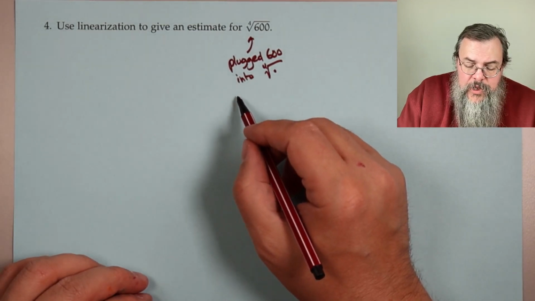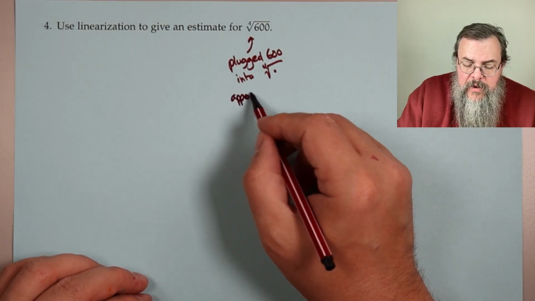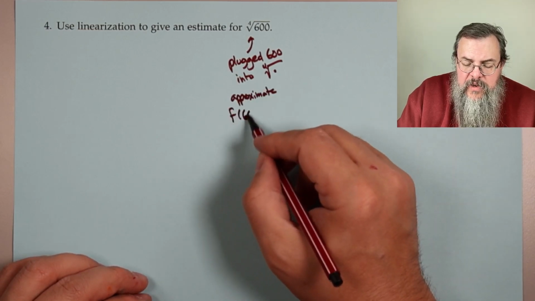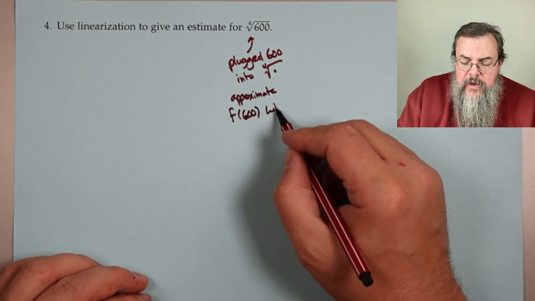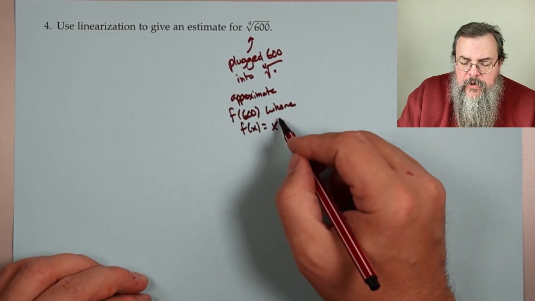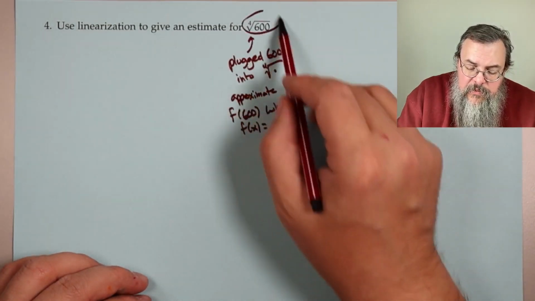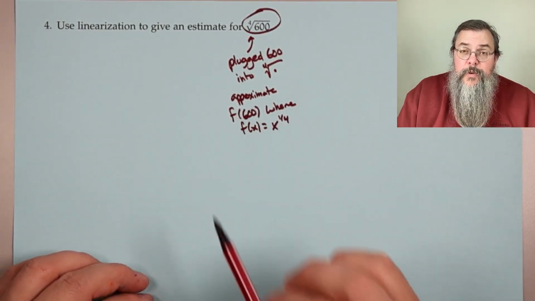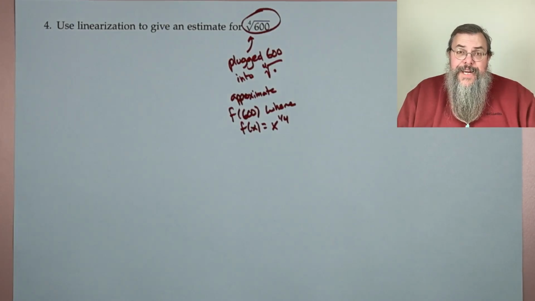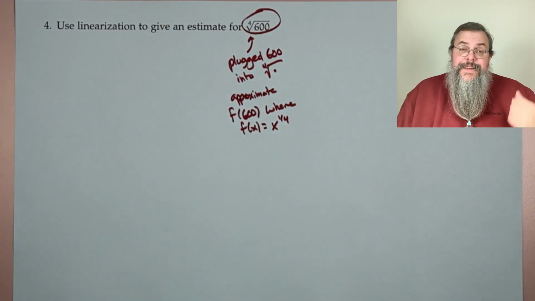So what we're trying to do is approximate f of 600, where f of x is the fourth root, x to the 1/4. Okay, so this is telling us what we're asked to do. Identifying the function. Okay, so that's actually a non-trivial and important step. The next step.